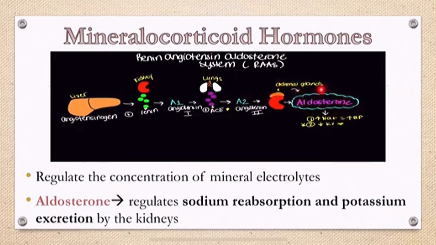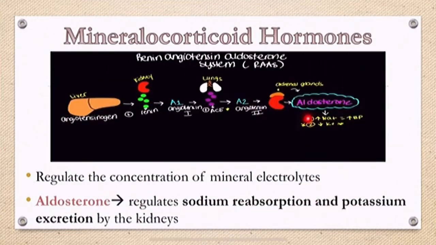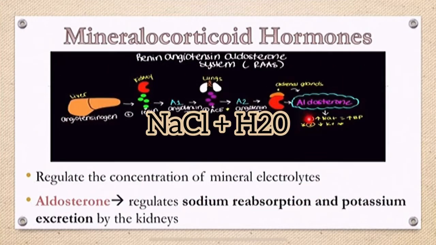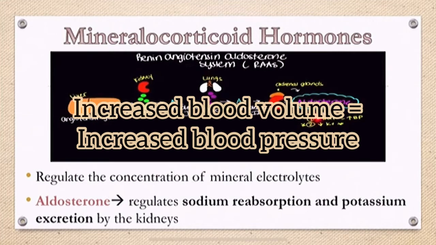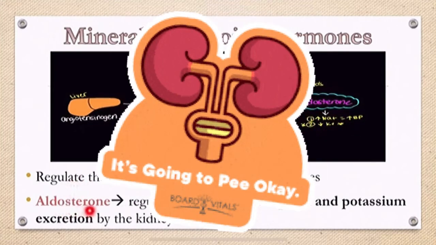hormone aldosterone. This hormone will increase the sodium reabsorption, in which, if there is salt, water follows. So there will be increased blood volume. Increased blood volume would lead to an increase in blood pressure. Consequently, during this process, potassium is also lost during the excretion process by the kidneys.